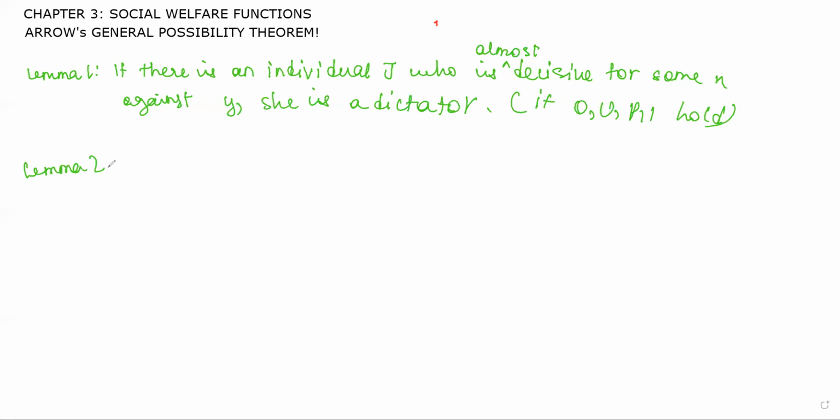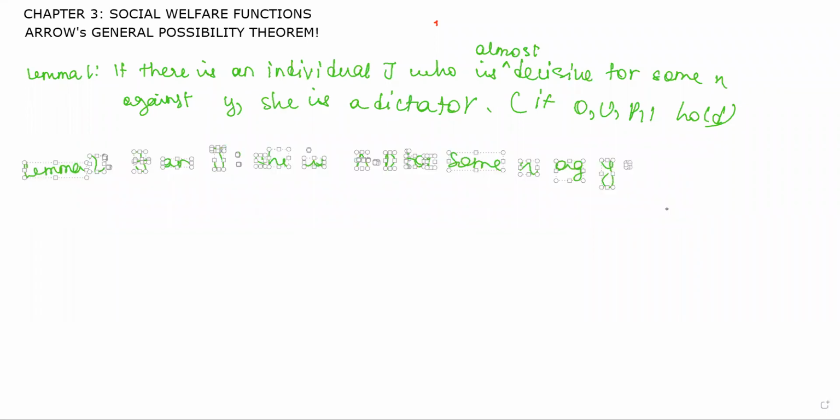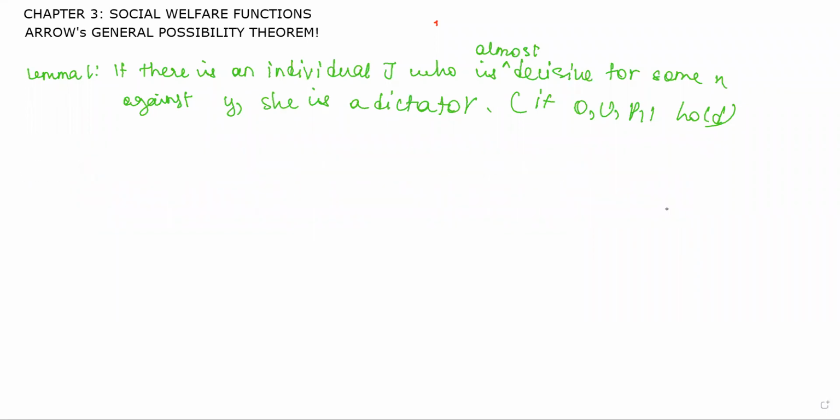And the second lemma is there exists an individual J such that she is almost decisive for some X against Y. So obviously from these two lemmas, you've proved Arrow's impossibility theorem. There exists a J who is almost decisive for some X against Y, and then this individual J turns out to be a dictator under these conditions. And so we have proved Arrow's impossibility theorem. Very counterintuitive and a remarkable intellectual achievement.